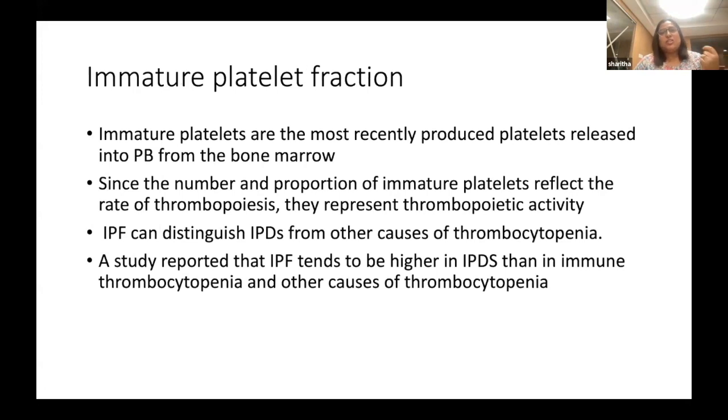Again, the immature platelet fraction, as I told, will be available in some of the hematology analyzers nowadays. The immature platelets are nothing but the recently produced platelets from the megakaryocytes into the peripheral blood. Since they reflect the rate of thrombopoiesis, they represent thrombopoietic activity. There are a few articles which say that if the immature platelet fraction is high, it can be diagnostic of hereditary thrombocytopenia rather than the other causes of thrombocytopenia.